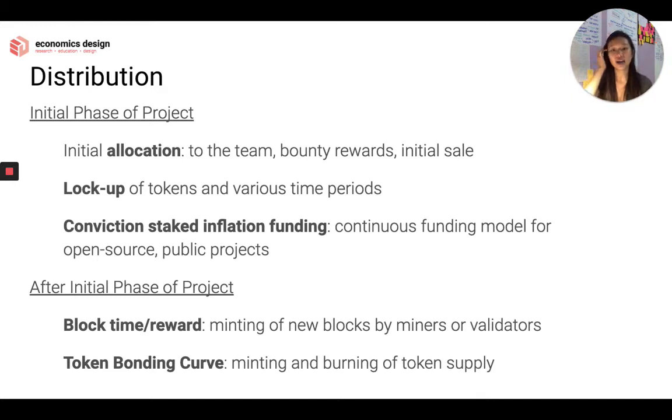And the other time period that we want to look at is just right after the initial phase. So between the initial phase and mass adoption, that period of just understanding what the market is like. So we also want to look at block time, block reward, minting new blocks, what is the reward, what is the time taken, so that we can understand the distribution of it. And token bonding curves, we talked about that last session, the minting and burning of new token supply.